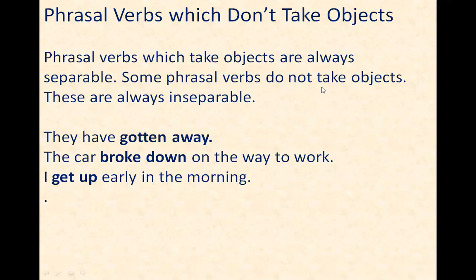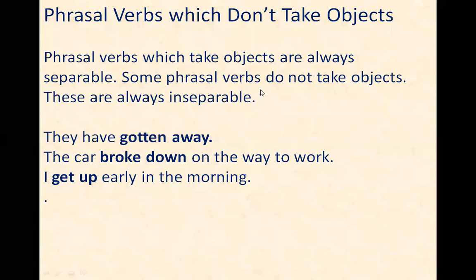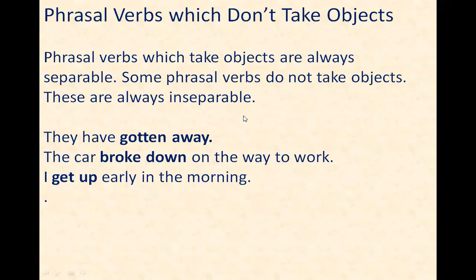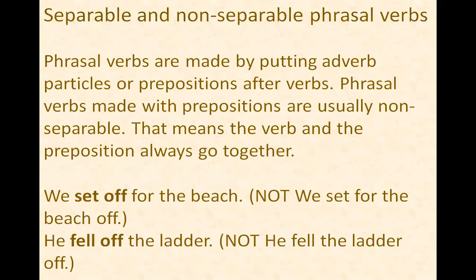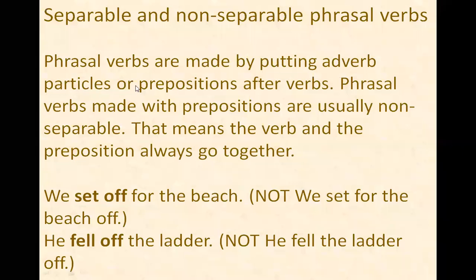Some phrasal verbs don't take objects. These are always inseparable. अब जिसके पीछे object ही नहीं है, आप इनको क्या separate करेंगे ना? The car, they have gotten away. The car broke down on the way to work. है ना? I get up early in the morning. So adverb is there only, so no need to separate it. There is no object. So they are inseparable. Means intransitive are inseparable.